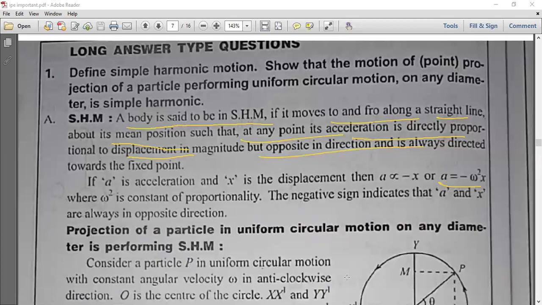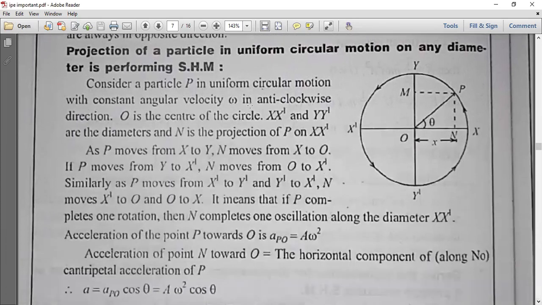Next, this projection you have to see. Now, the projection of a particle in uniform circular motion on any diameter is performing SHM. This you have to prove. Now see, first you draw a circle and x dash and y dash, and this is amplitude A. Already in the classwork I have given this diagram also. This is amplitude A, and this is the projection. You can keep this as x or y, whatever, but here it is x on the x-axis, so this is the projection of this particle. So just write down the theory.